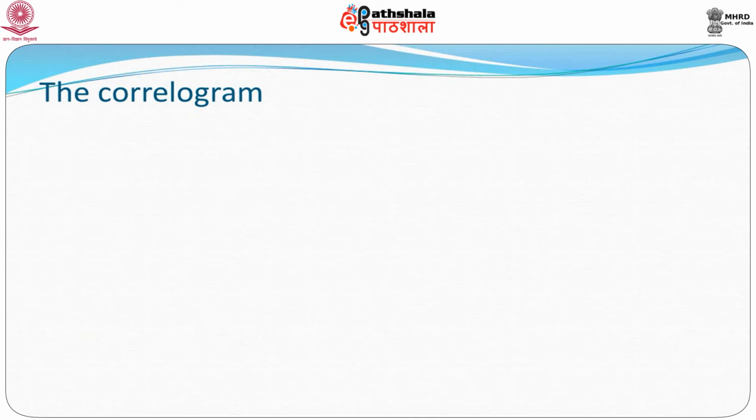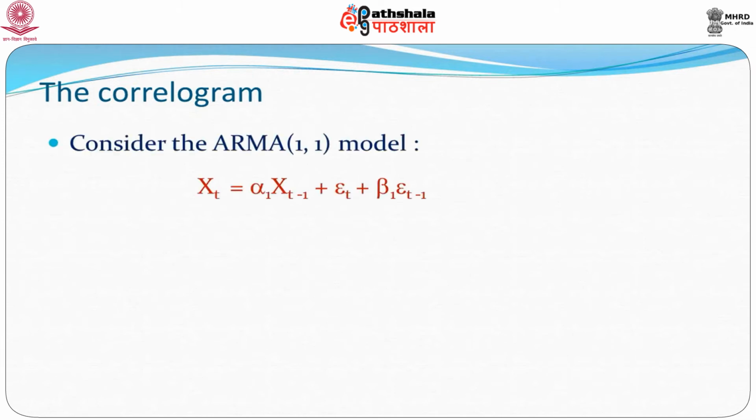Now, let us have a look at the correlogram, primarily the autocovariance or the autocorrelation functions. Let us look at a very simple case. Consider an ARMA(1,1) model, that is p equal to 1 and q is equal to 1. So, we have x_t is equal to alpha_1 x_{t-1} plus epsilon_t plus beta_1 epsilon_{t-1}. Let us write z_t as alpha_1 z_{t-1} plus epsilon_t.